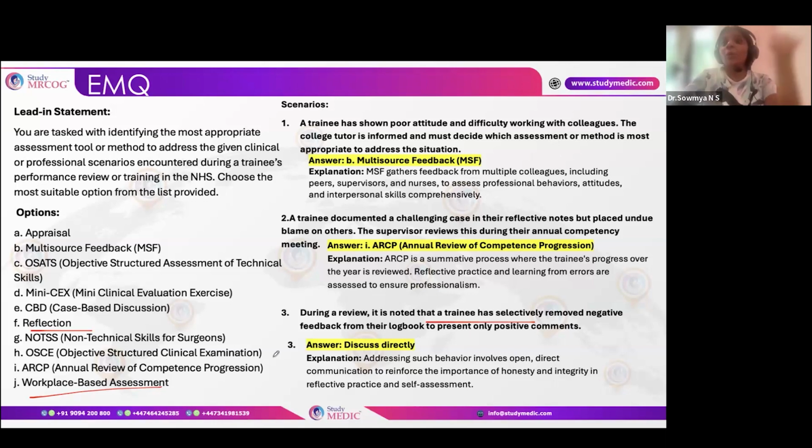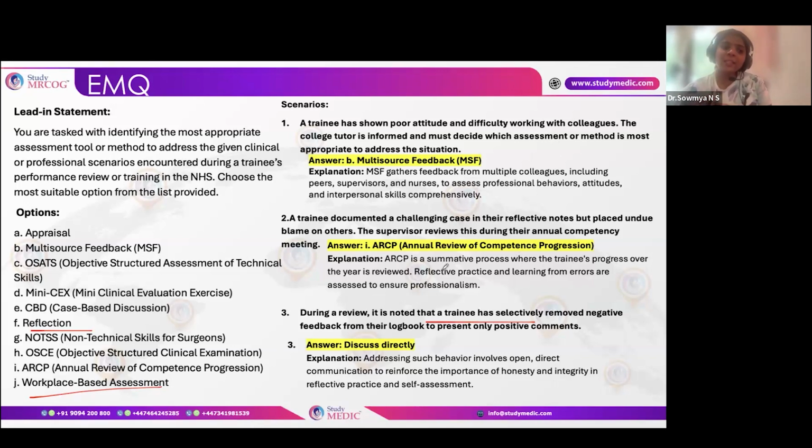Actually, this is a very old question. It doesn't happen in real practice nowadays, but it keeps coming. So basically, this is a scenario. What would I do? Obviously, because I have made a mistake, I won't go and write that I have removed the pages from this. Do you do that? No, right? So that is the reflection you guys are talking about.